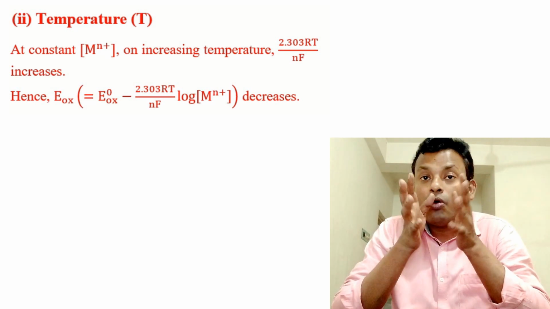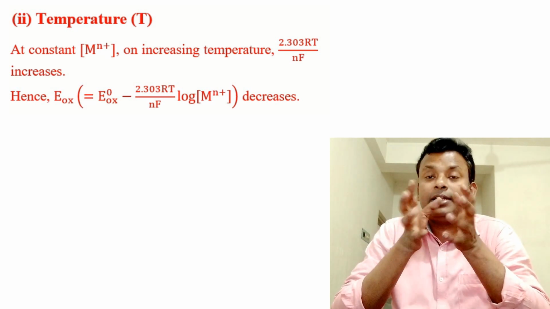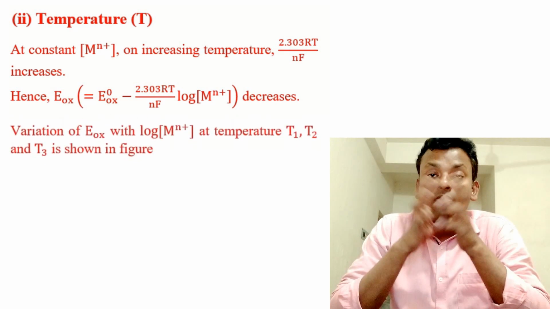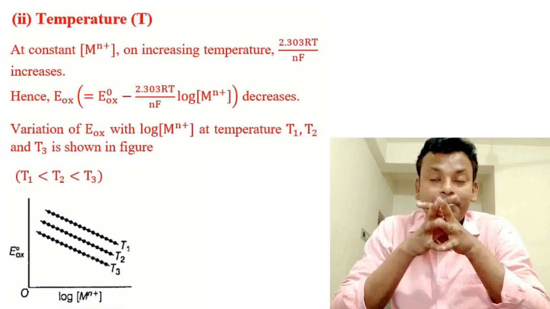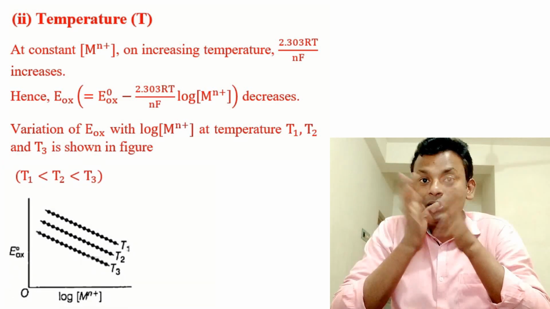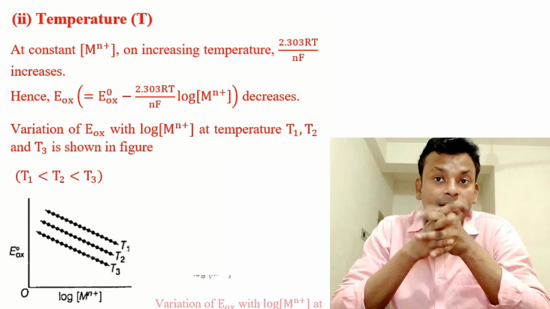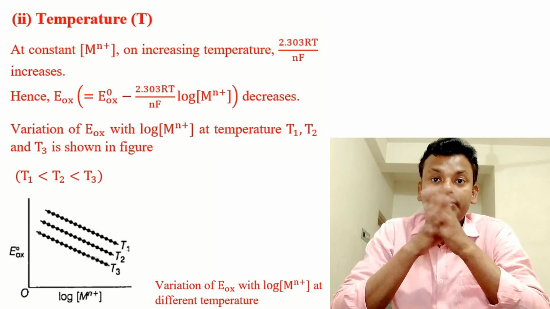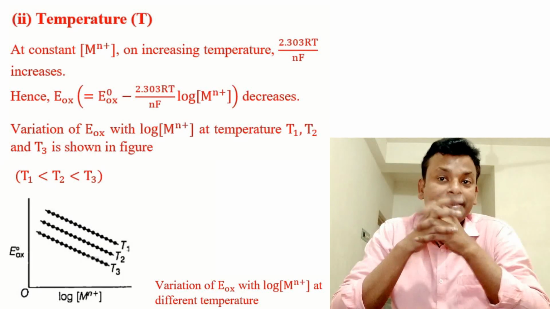E oxidation equals E0 oxidation minus 2.303 RT by nF log Mn+. The variation of E oxidation with log Mn+ at temperatures T1, T2 and T3 is shown in the figure. This is the variation of E oxidation with log concentration of Mn+ at different temperatures, where T1 is less than T2 less than T3.